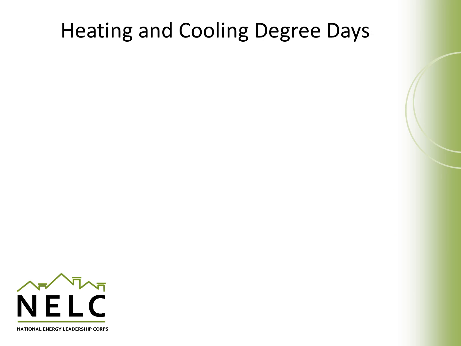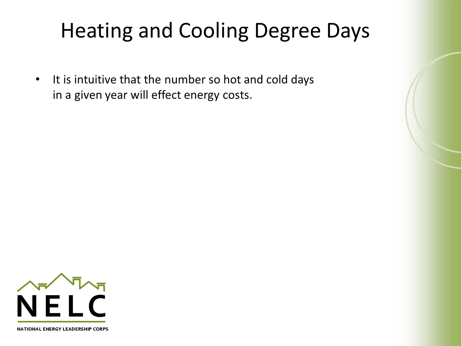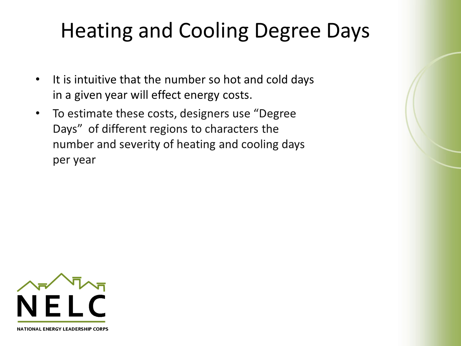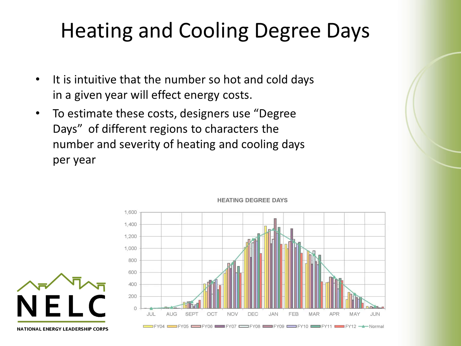It's intuitive that the number of hot and cold days given throughout a year will affect energy costs. To estimate these costs, designers use degree days of different regions to characterize the number and severity of heating and cooling days throughout the year. This is a graph of heating degree days distributed over 12 months for multiple years and averaged for use in calculating and predicting heating energy costs. Let's take a look at how these are calculated.